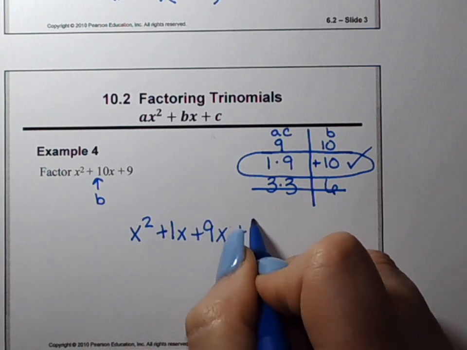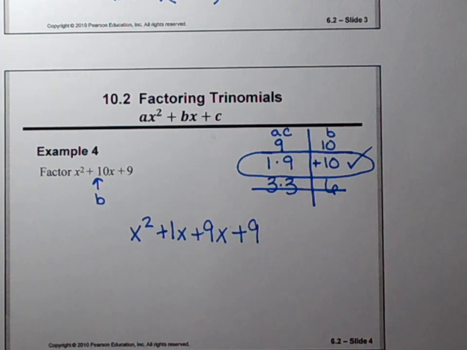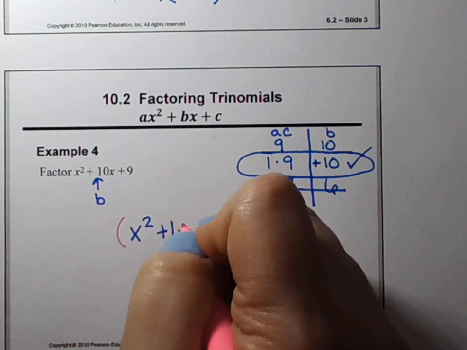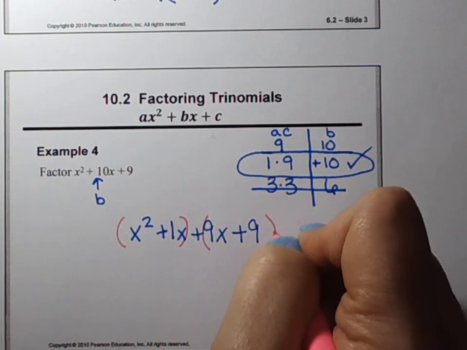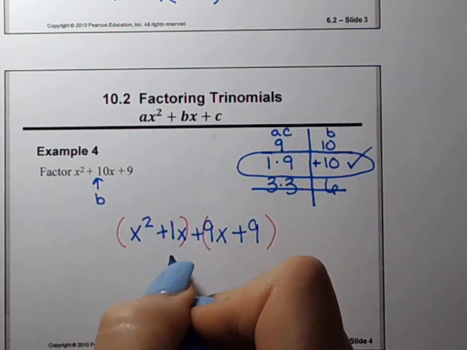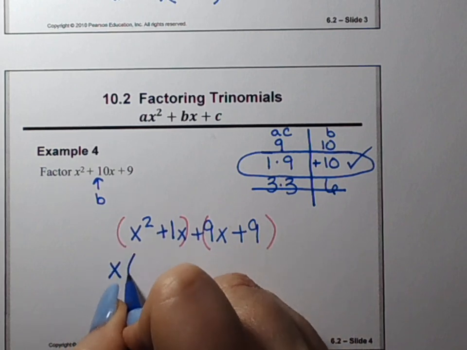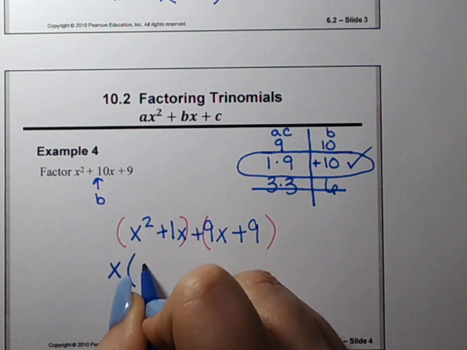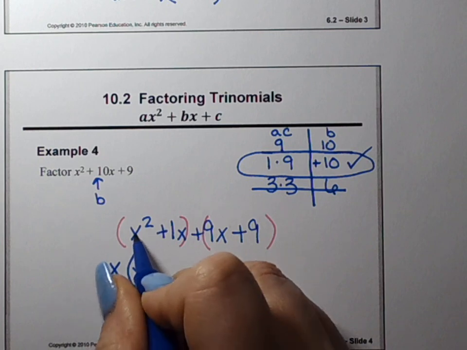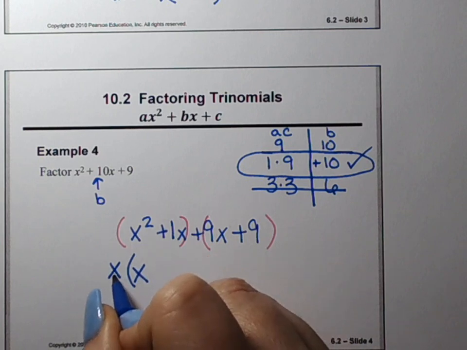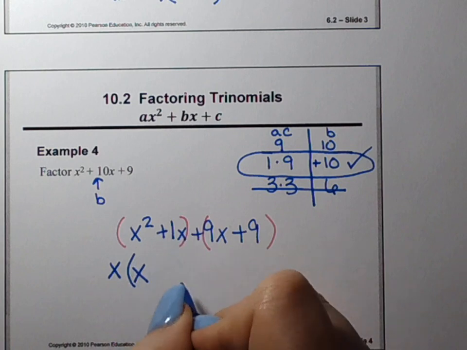I'm going to group the first two terms together, group the second two terms together, find my GCF, which in this case is just an x. Inside the parentheses is x times x will give me x squared, and x times 1 will give me a 1x.